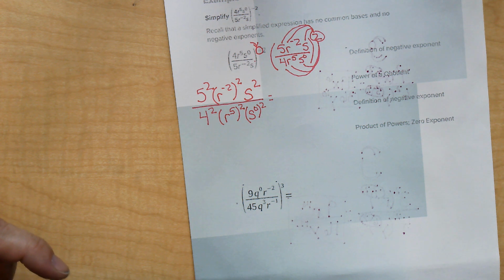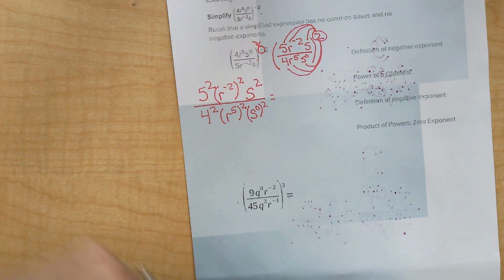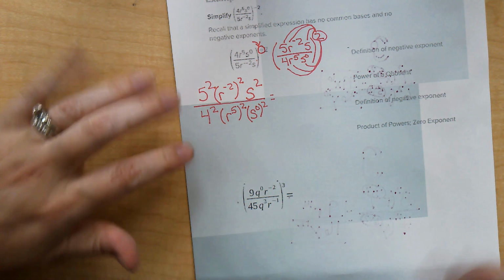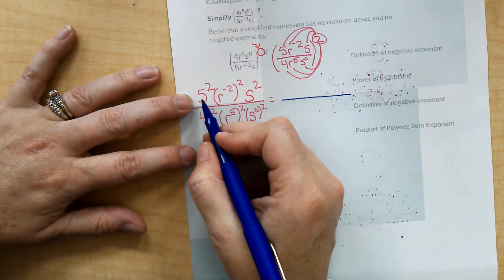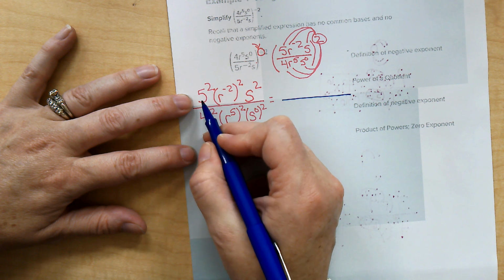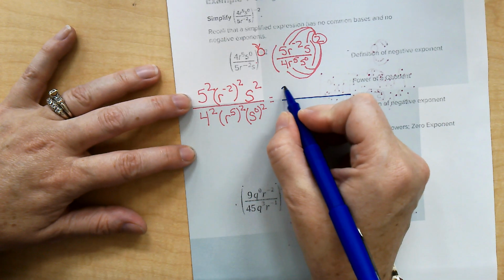I'm going to change pens. It's because we have a lot of math going on. All right, 5 squared on top. This is part of our top 15 perfect squares, so we are going to do this. 5 squared is 5 times 5. 5 times 5 is 25.